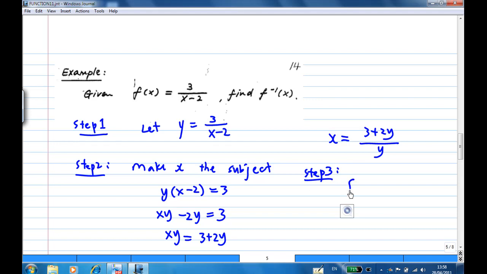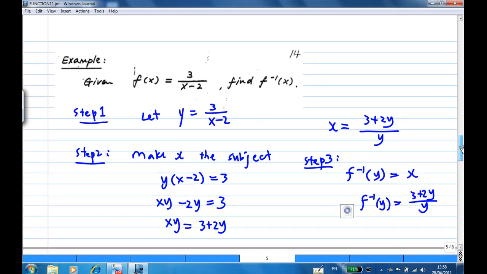So for the formula for f inverse now, since you know that f inverse of y will give you back x, I have the formula for x equals 3 plus 2y over y. So this will become the formula for f inverse, or the rule for f inverse of y now. You just rewrite one more time to get a general rule: f inverse of x equals 3 plus 2x over x.